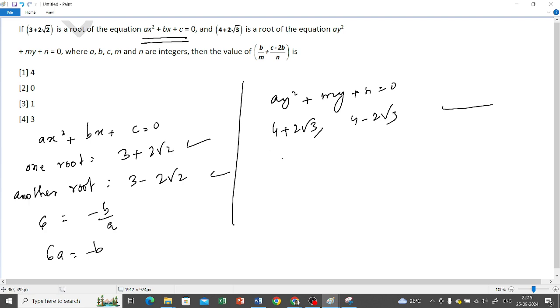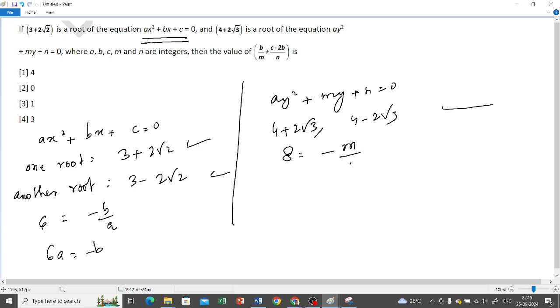4 gets cancelled. Think and tell. You're doing the sum of roots. The 2 root 3 get cancelled. 8 equals m by a.